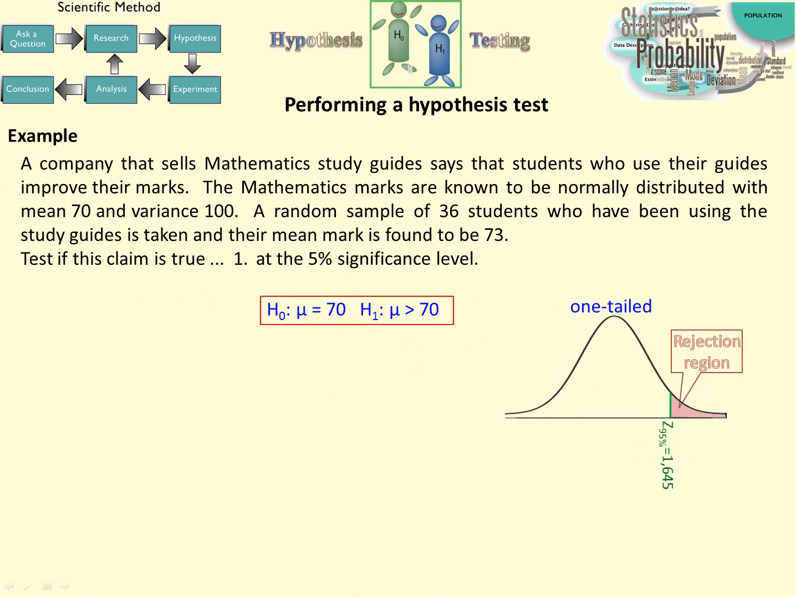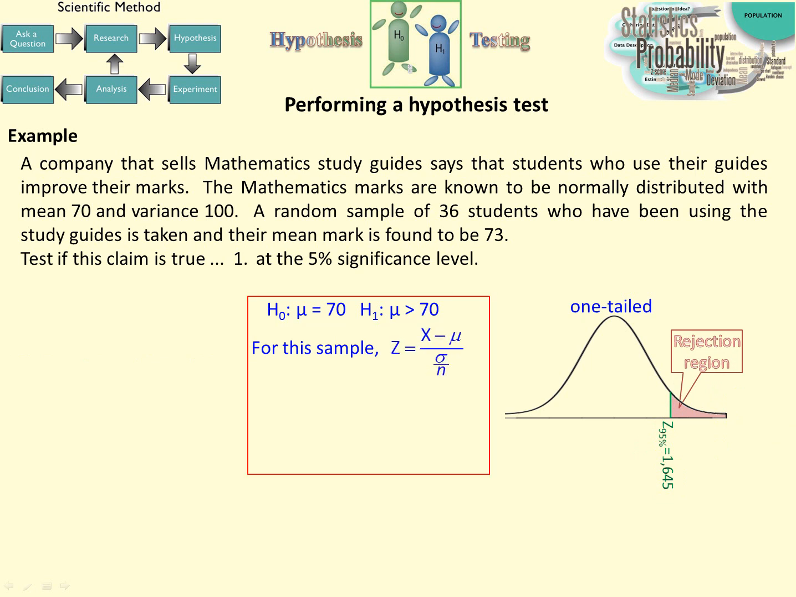At the 5% level, we're going to find Z95%. There's 1.645. So, we're going to find the Z-score. Same formula. Which gives us 1.8. So this group getting 73% as a mean, when the mean here is 70% and variance 100, is actually significant. Now remember, rejection means rejecting the null hypothesis, because the null hypothesis is the not guilty. We're going to reject the not guilty.